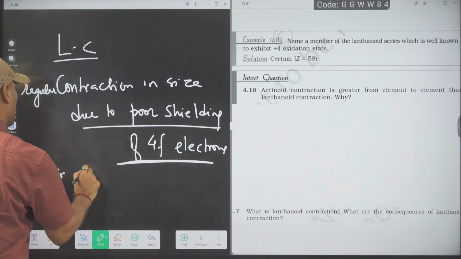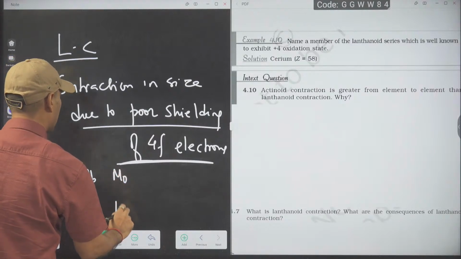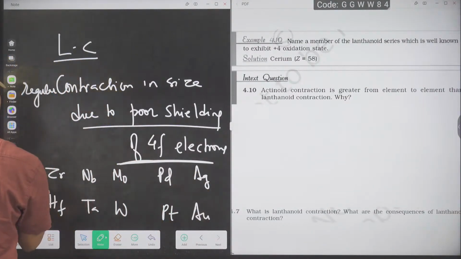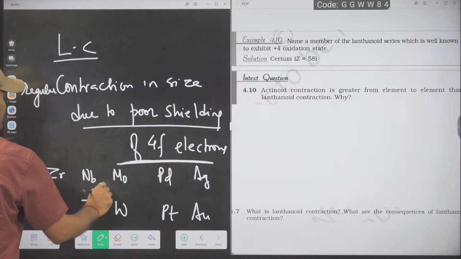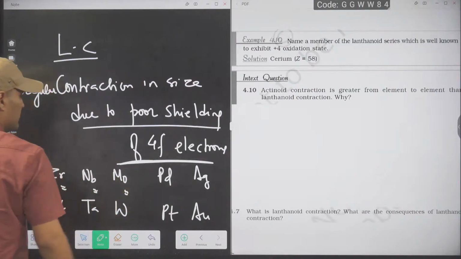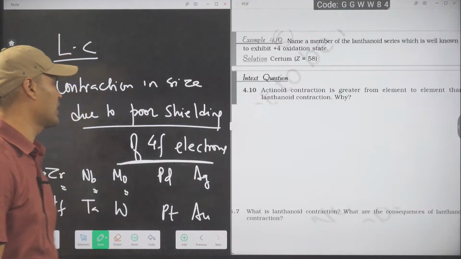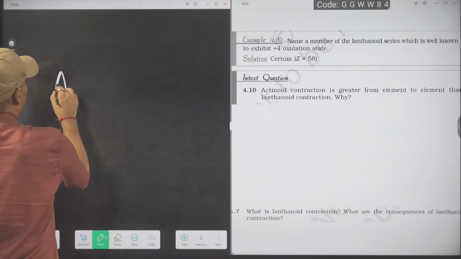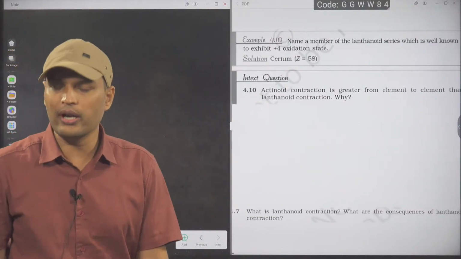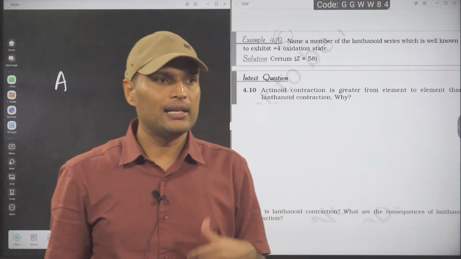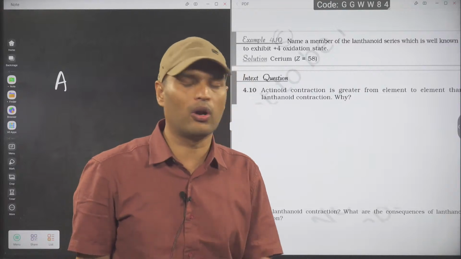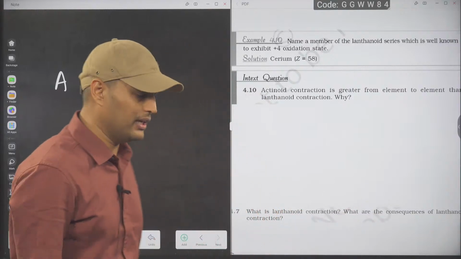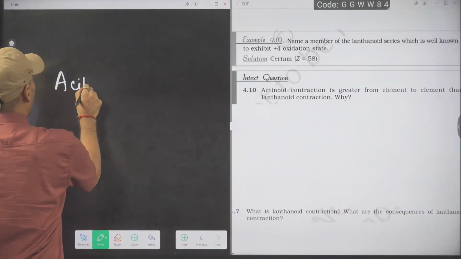Zirconium, hafnium, niobium, tantalum, molybdenum, tungsten, palladium, platinum, Ag, Au. These are 4d, these are 5d. Their sizes are similar due to lanthanoid contraction. Next point you can remember: as in lanthanoids we have lanthanoid contraction, in actinoids we have actinoid contraction.